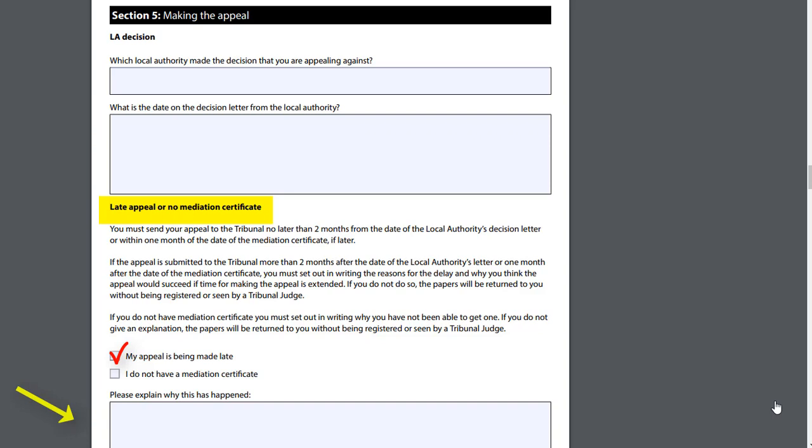If you don't give your reasons, your papers will be sent back to you and the appeal will not go forward. In the same way, if you don't have a mediation certificate, you must say in the box why you've not been able to get one. If you don't give an explanation, the papers will be returned to you without being registered or seen by a judge. If your appeal is not late and you have a mediation certificate, then you only need to fill in the first 2 boxes of this section and you can leave the rest blank.